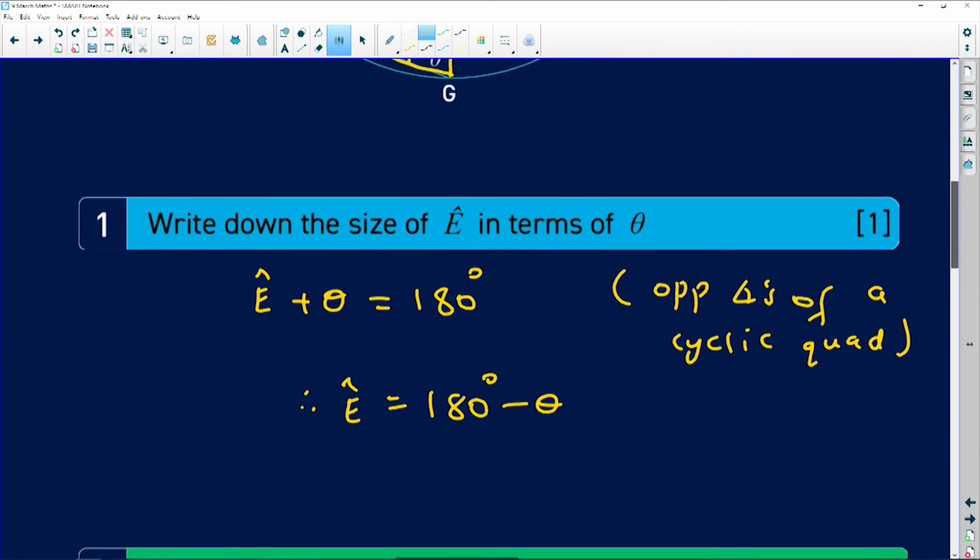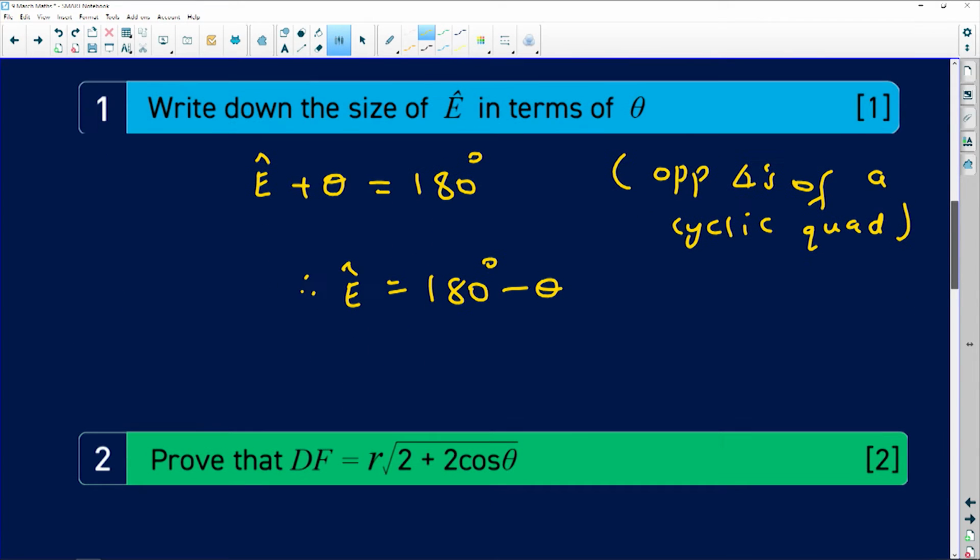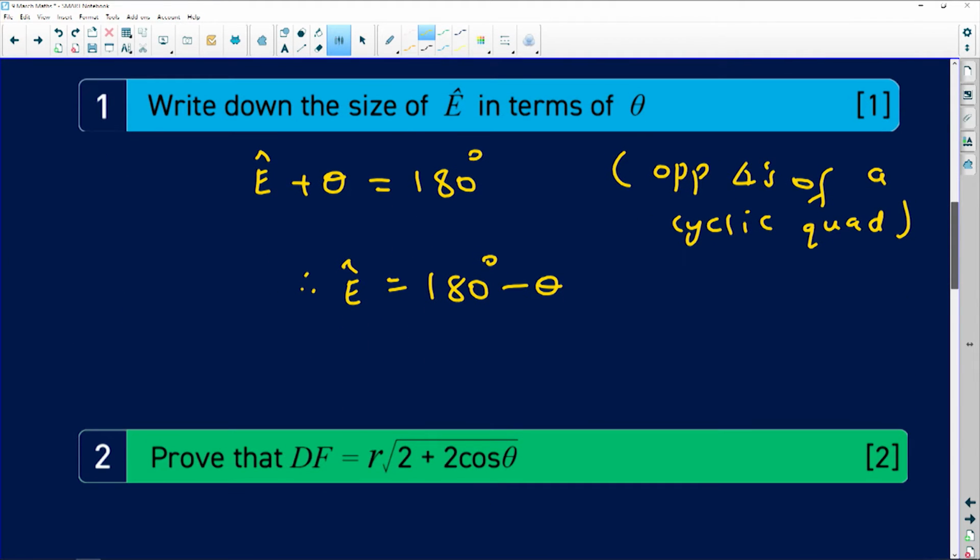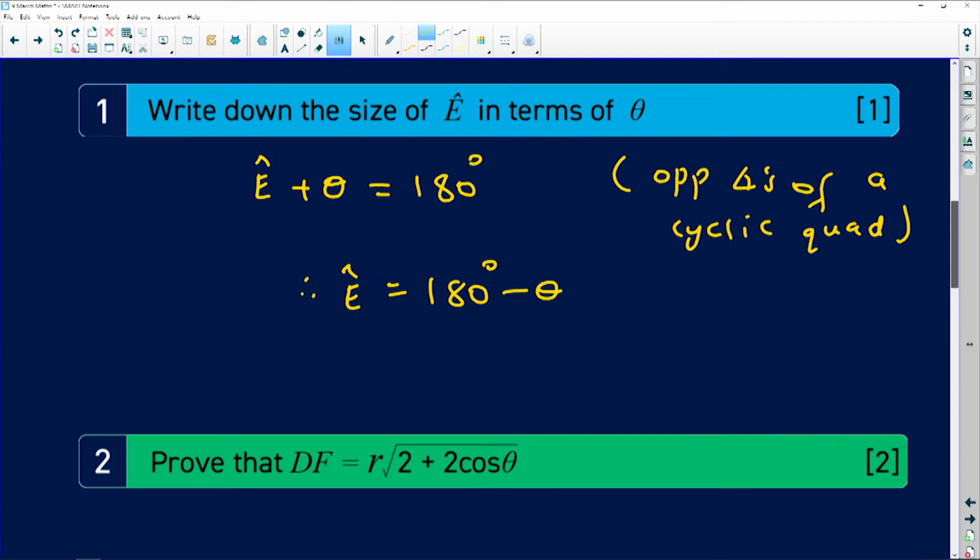So the next question says to us, you need to prove now that DF is equal to r times the square root of 2 plus 2 cos theta. Now, when anybody asks you to prove anything, I don't know what is going to happen here, but what I know is they're just asking me to calculate DF for them. So I'm going to go into the diagram and try to see where is this DF they're talking about, and does it form part of a triangle that has got a minimum of 3 things? If it does, then I know that I can start working there and find the solution of whatever they're asking me.